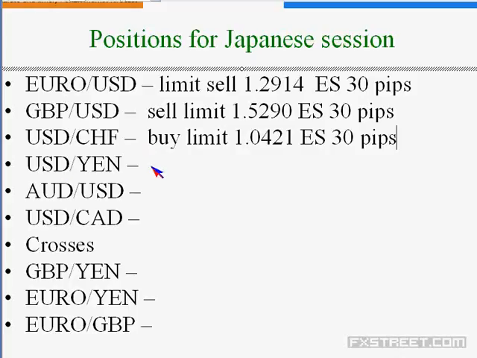Then in the case of USDN, the low is 86.74 and the high is 87.21, and I'll keep a buy limit order.